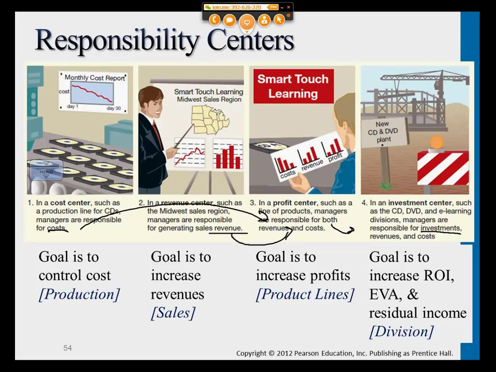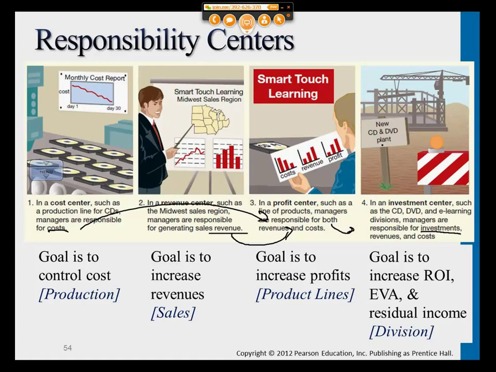So for the cost center, where the goal is to control costs, I will give a more favorable review if my actual costs are less than the budgeted, right? Because I want that manager to be interested in controlling costs. So for the second one, which is the revenue center, because the goal is to increase the revenue, I give the more favorable evaluation if the revenue exceeds the budgeted one, okay?